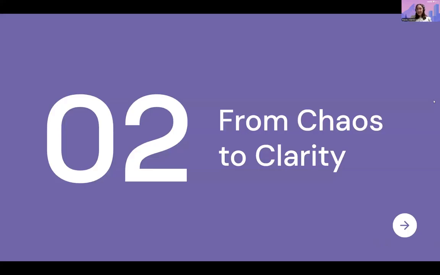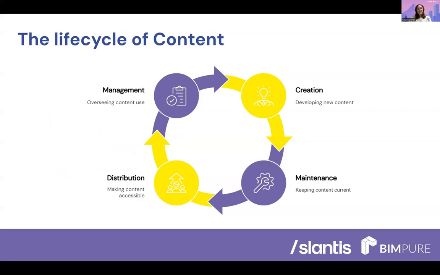So we have seen the chaos and the cost of having or not having a strategy. So let's go from chaos to clarity. How do we manage all of these things? And here, my little spoiler is that I'm going to show you a generic way of doing this, of course, and I'm going to show you examples of how we do it here at Slantis, but this can be applied to anything. So the idea is to have a strategy. Then the way you do it can be a lot of different things. So this is the life cycle of content.